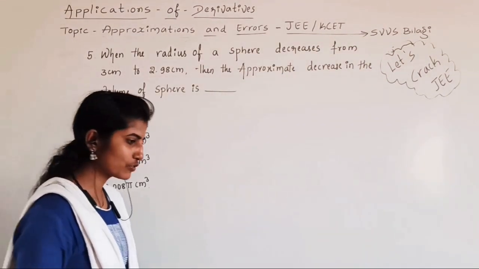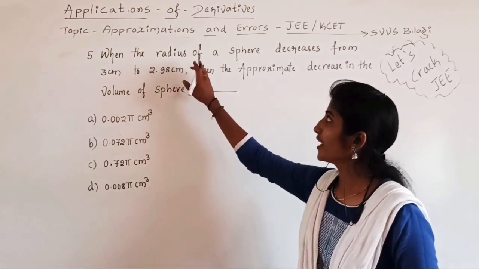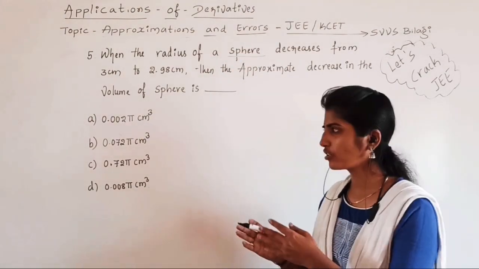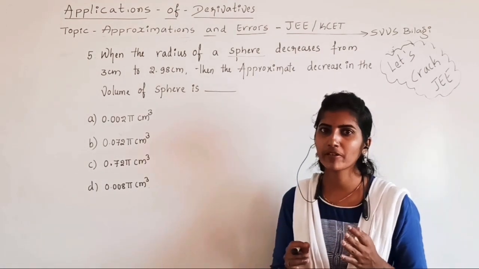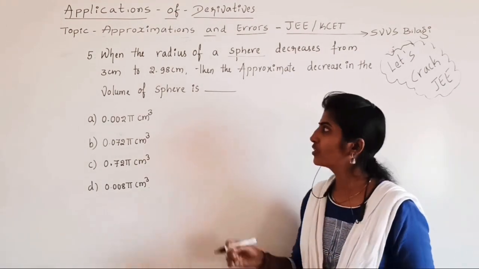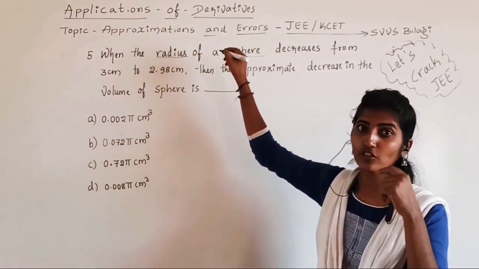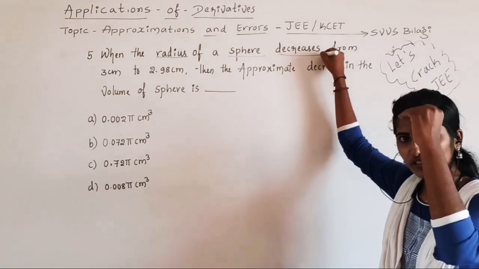Back to the fifth question of the day now. So the question is, when the radius of a sphere, see again we are talking about sphere here. This is also a different category question. You need to have a little bit of patience and concentration too. So when the radius, see they are talking about what? Radius of sphere. When the radius of sphere decreases, so it means what?